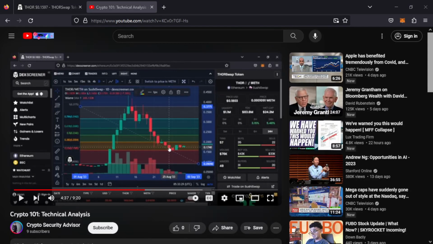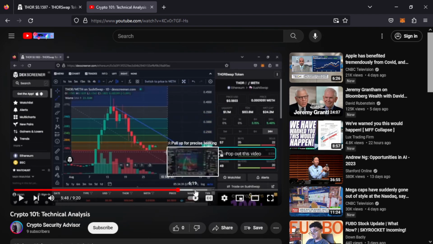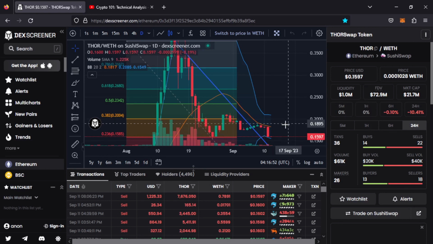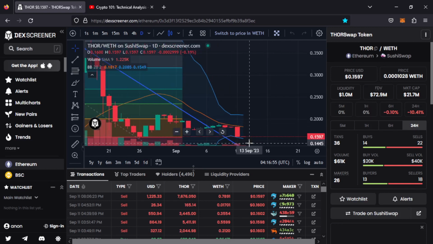Without further ado, I'm going to share my screen here. Okay, so I will get into my previous video. In my previous video, we were talking specifically about the retracement. If I scroll forward here, we have our little line, and I said I wouldn't be surprised if we retraced back to 15 cents. Now, if we go back to THORSwap, guess what happened? We are pretty much exactly retracing back to the 15-cent line.